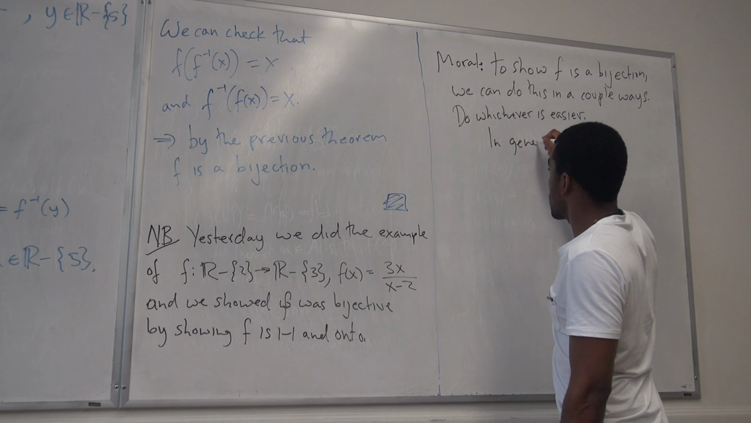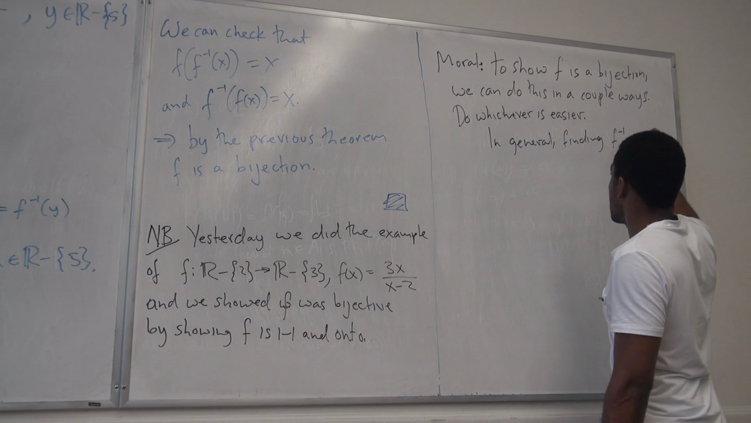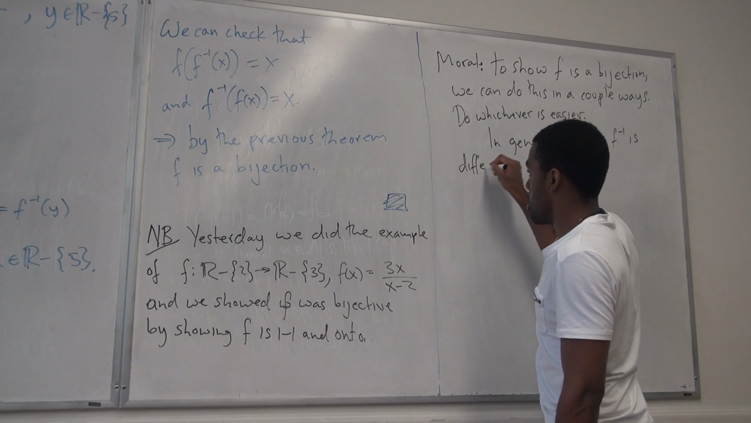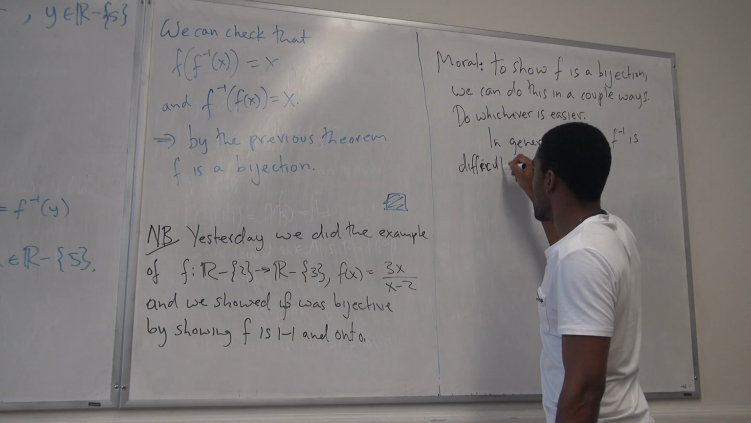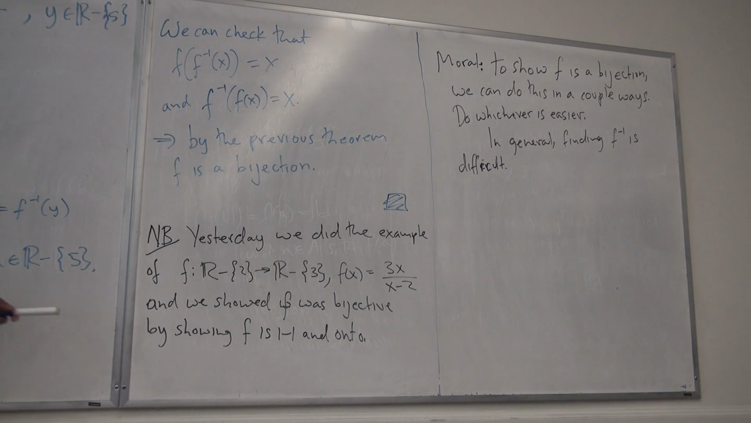In general, finding f inverse is difficult, but it might not be. If it's difficult, you might just want to go by the original definition and prove something is one-to-one and onto. Otherwise, if you realize that you can solve for the input really easily, then just finding its inverse is the same as showing it's a bijection. So, I just wanted you to have a couple of ideas. I even gave an example.